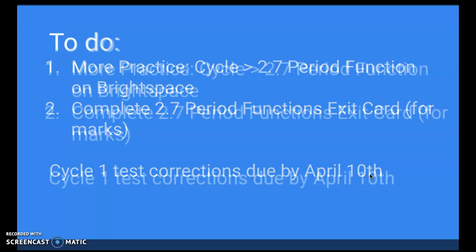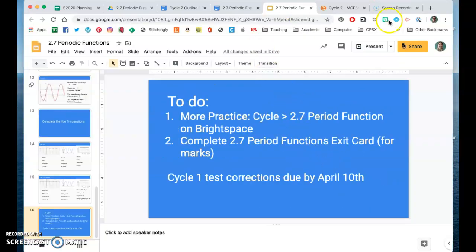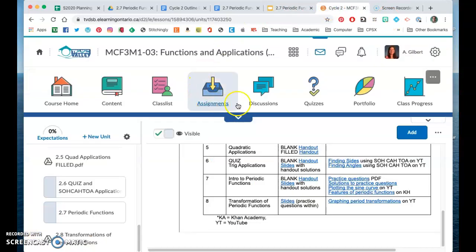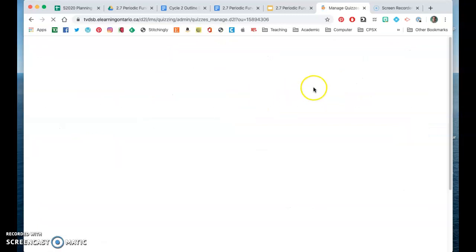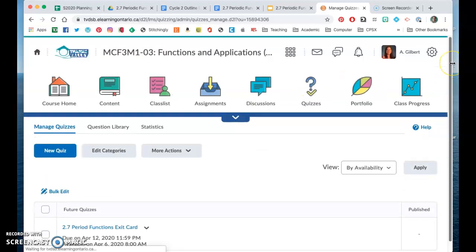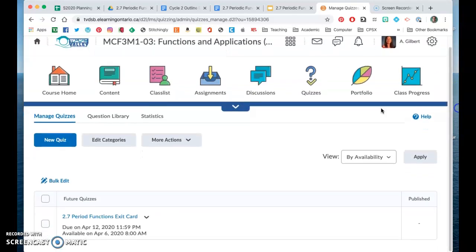So let me show you where to find that quiz. If you go into Brightspace, we're in our class, and click on quizzes. And it's going to be right here. Here is the 2.7 periodic functions exit card. It's not going to be available until, hopefully, whenever I post this on April 6th, the Monday at 8 a.m. It's just 2 quick questions. It shouldn't take you more than 5 minutes.